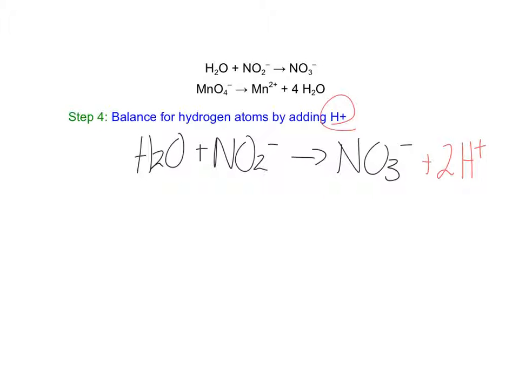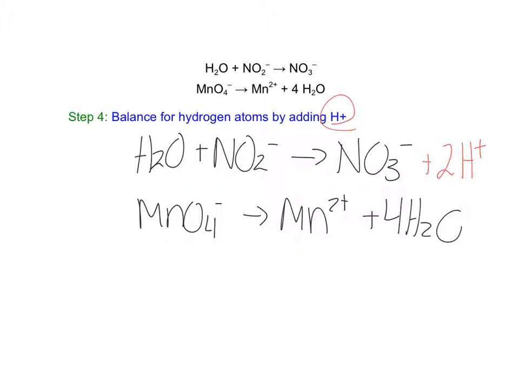Okay, same thing for my second reaction. MnO4 minus makes Mn2 plus and 4 waters. With 4 waters, we actually have 8 hydrogens. So we're going to add 8 H plus to the reactant side. Now we are balanced for all atoms, hydrogens, oxygens, and everything else in the reaction. The only thing we're not balanced for is charge.